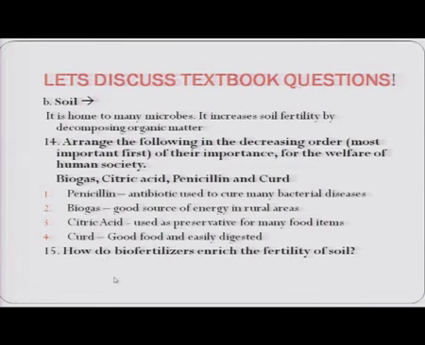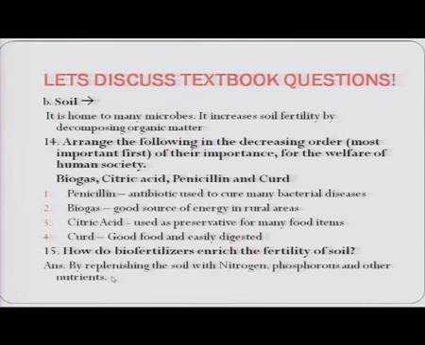Next question is, how do biofertilizers enrich the fertility of soil? We know that biofertilizers naturally replenish the soil with the nutrients nitrogen, phosphorus and other nutrients, and they can also help in adding organic matter or manure or humus into the soil.